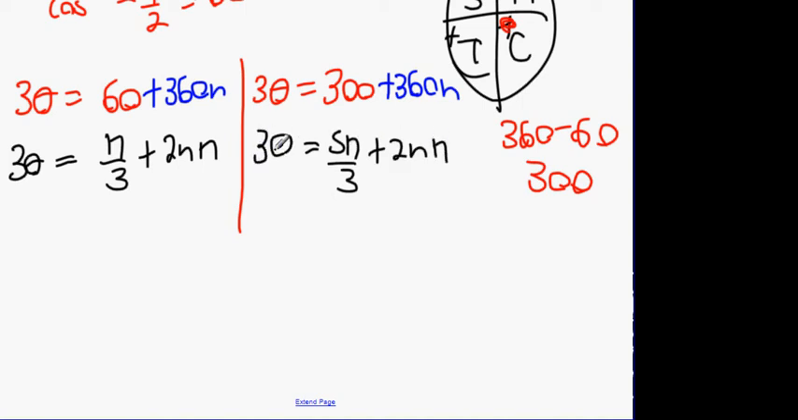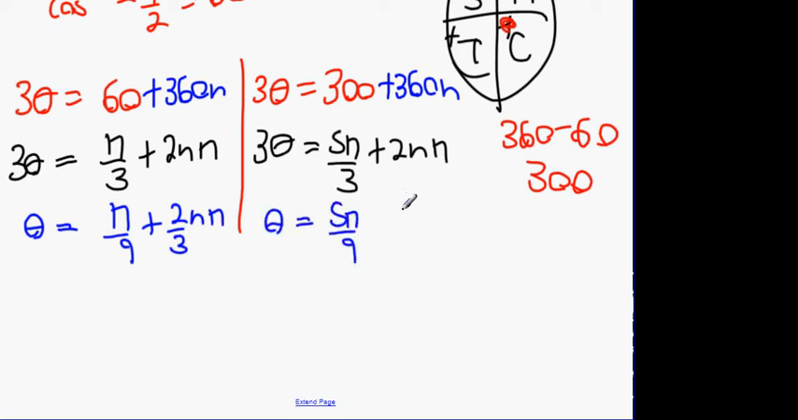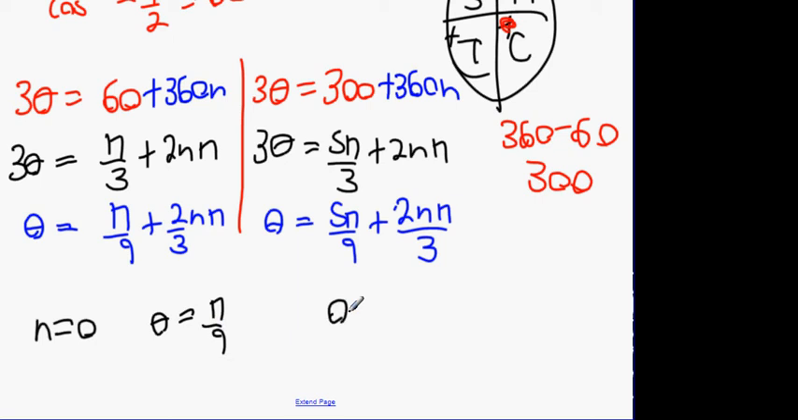Now, once again, I haven't got full marks just yet. Got to divide everything by 3. You're going to get pi over 9 plus 2 over 3 n pi. And then I'm going to get 5 pi over 9 plus 2n pi over 3. What I'm going to do next is put in n equals 0 for both of them. And we're going to get theta equals pi over 9, theta equals 5 pi over 9.